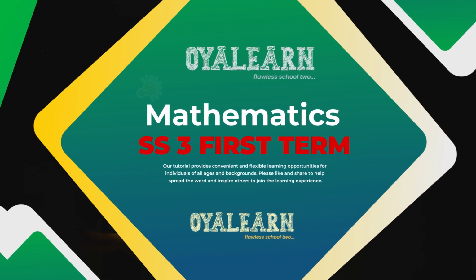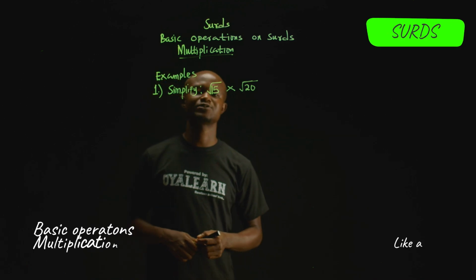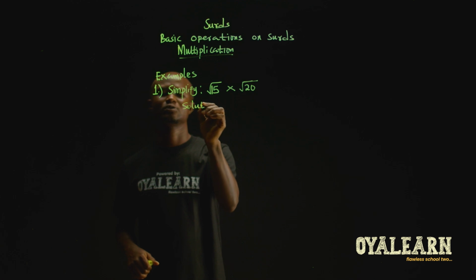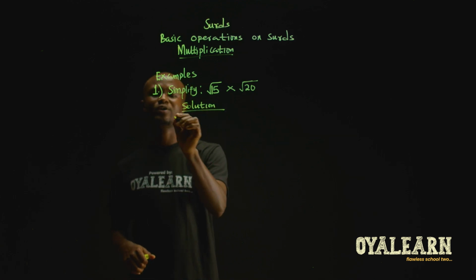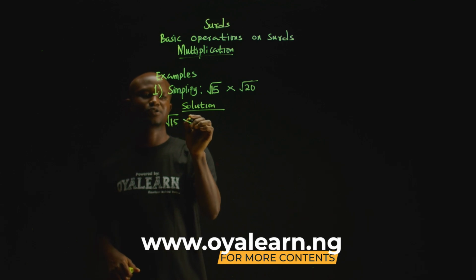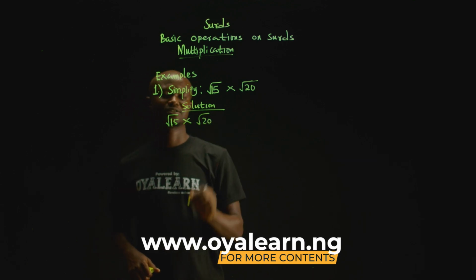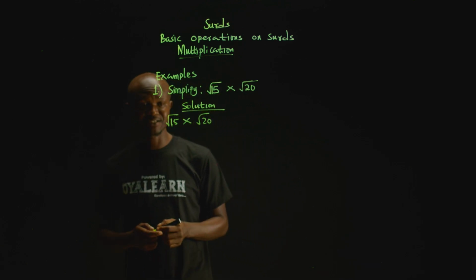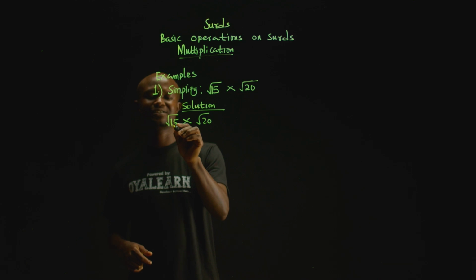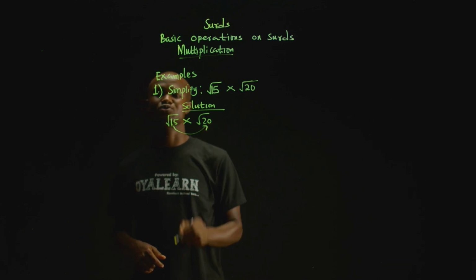Examples. Simplify root 15 times root 20. Solution. Now we have the square root of 15 multiplied by the square root of 20. Then simplifying this, for surds, you can multiply the numbers inside the square root together directly.